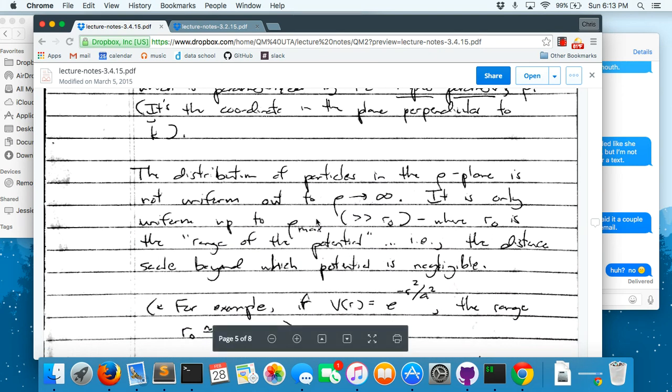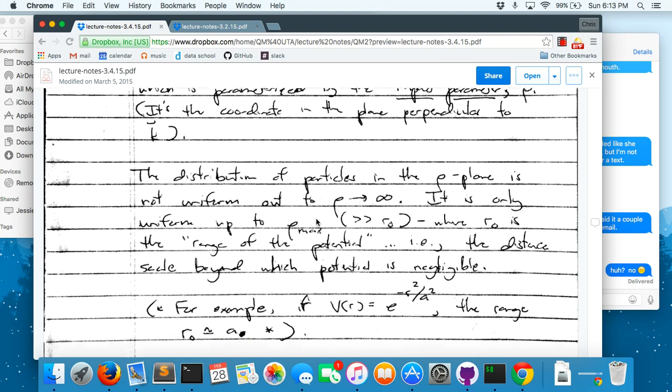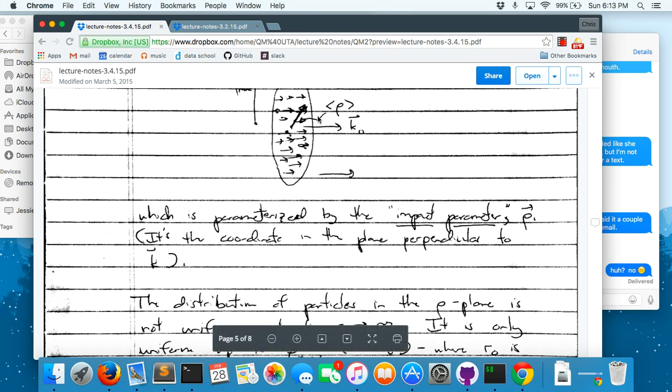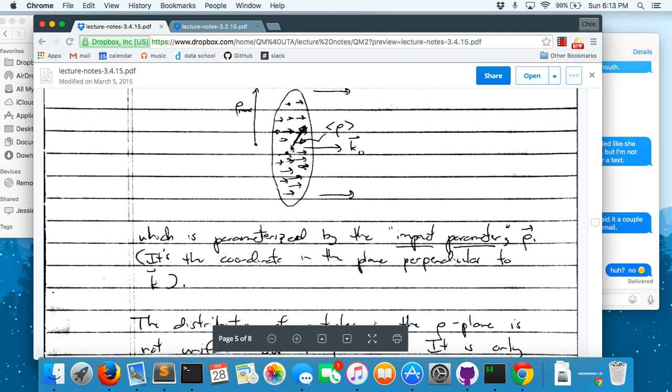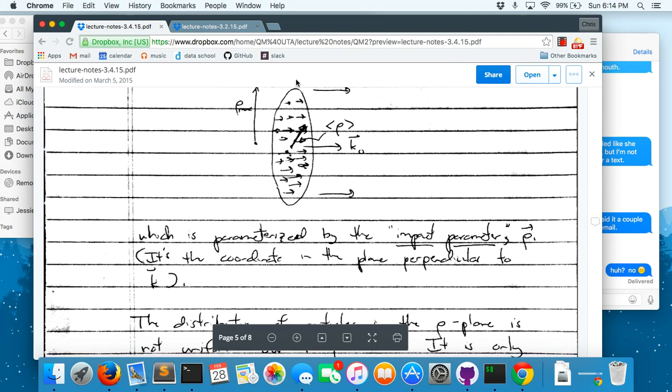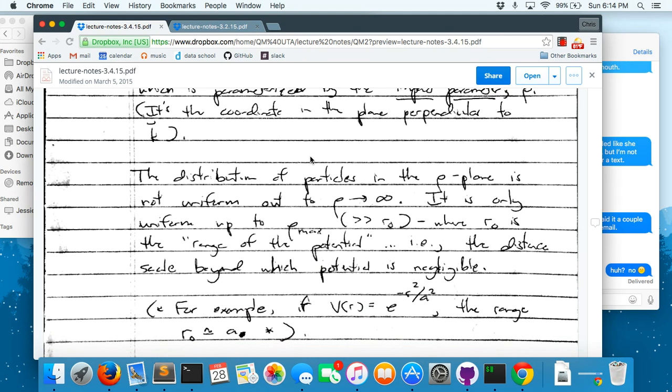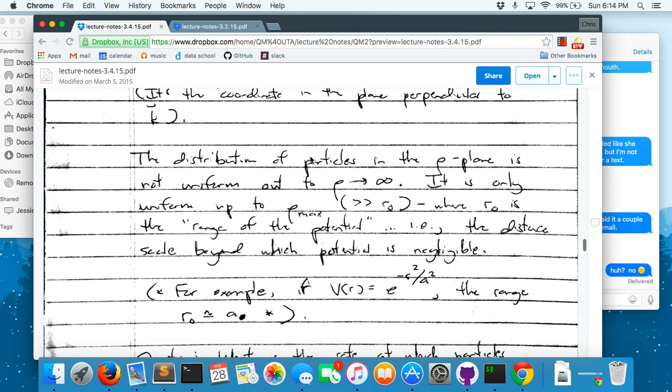Typically, in real world experiments, the distribution of particles in this impact parameter plane is not uniform, right? So it's typically more dense the closer you get to the axis here, right? And it becomes less dense as you move outwards, right? And so that affects the results of scattering experiments. And a lot of times you have to account for that, especially in real world experiments, right?